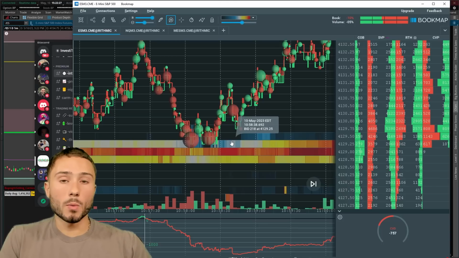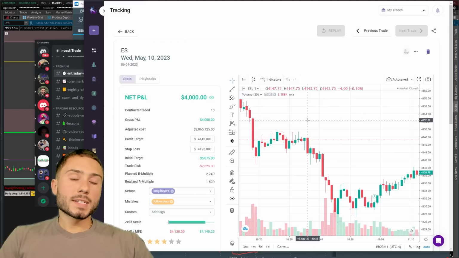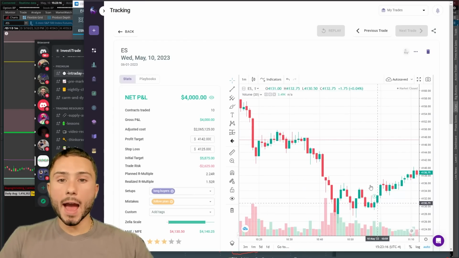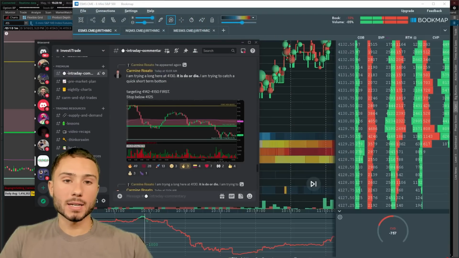He's accumulating what I viewed as a long position, expecting the market to come up. With this in mind, I now took a long position for my second trade of the day right at 4130, and this was a $4,000 profit.